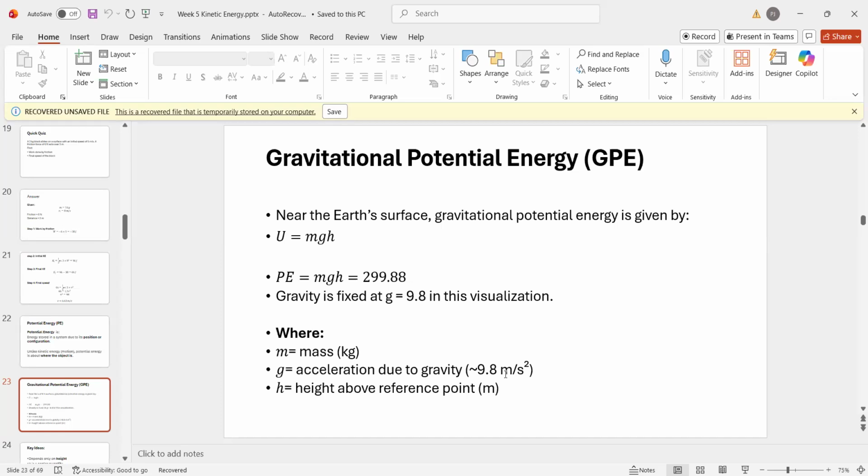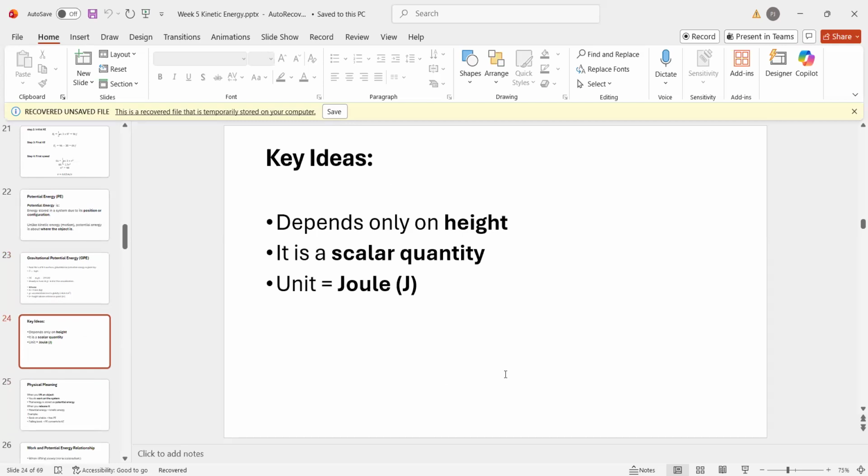So we know that the gravitational potential energy is given as the mass, acceleration due to gravity and the height. So we know gravity to be fixed at 9.81 meters per second squared. So that is a value that we know for gravity. So at any reference point, that will become your height that you use.